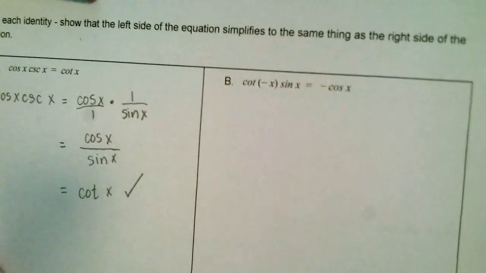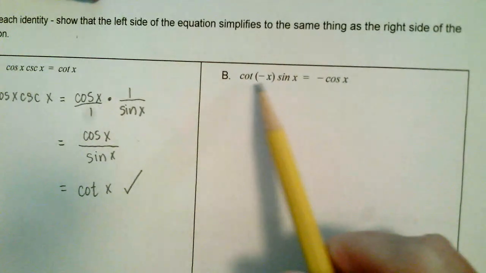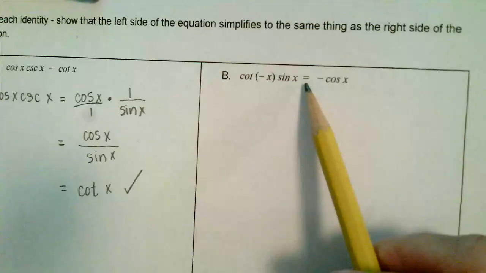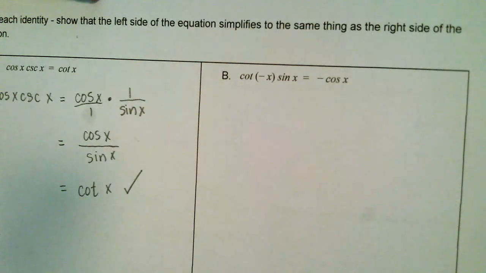Okay, let's try our next one. So I have the cotangent of negative x times the sine of x equals the negative cosine of x. And I want to prove this identity.